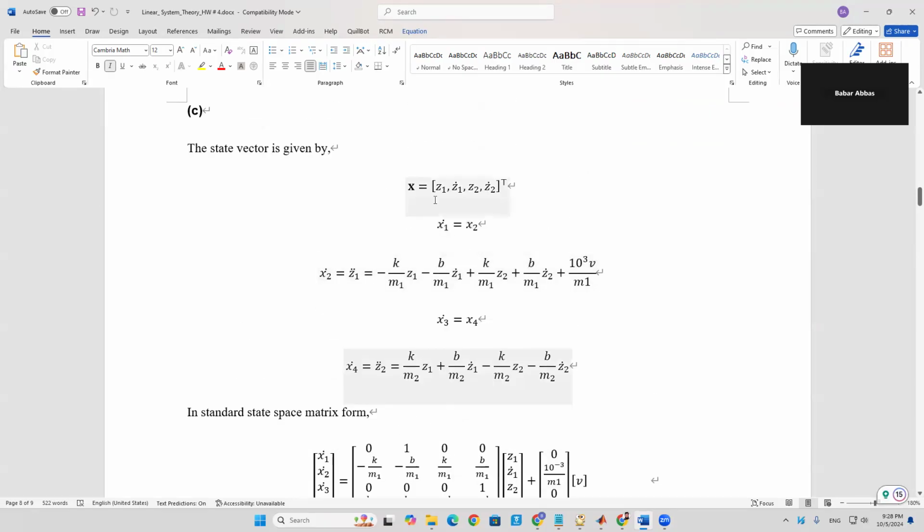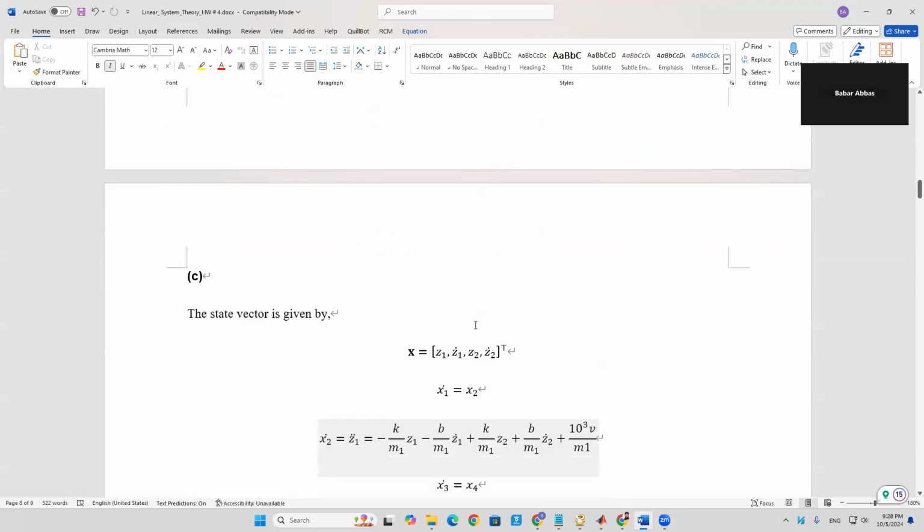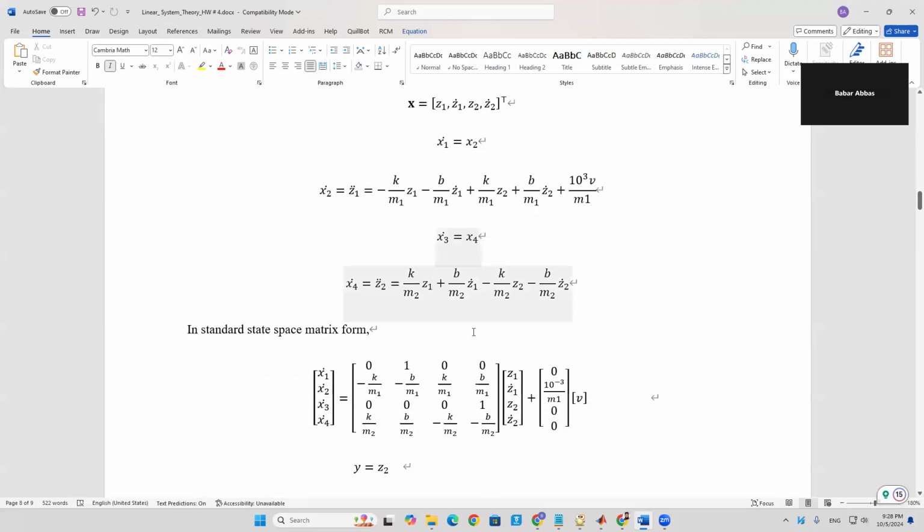So we have the state vector, where x1 dot is equal to x2. Similarly, x2 dot is equal to z1 double dot, by putting the values from equations 3 and 4. We can write the z1 double dot here, and the value of z2 here. And similarly, x3 dot is equal to x4. This is the state vector, the state variables.